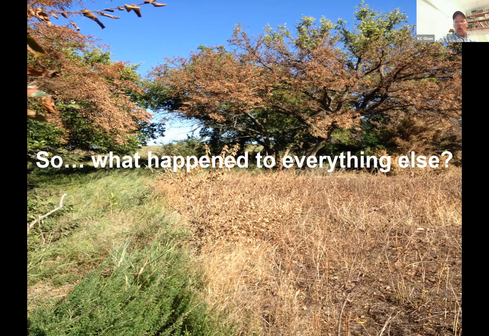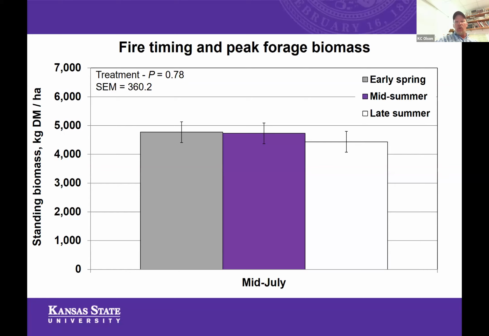So a legitimate question to ask is, what happened to everything else? We radically changed our prescribed fire paradigm. What did we do to the other things that are important to us? Okay, real quickly, we did not change peak forage biomass, as measured in about mid-July, by moving our fire regime to a different time of the year.